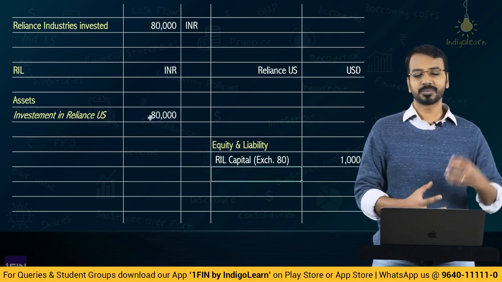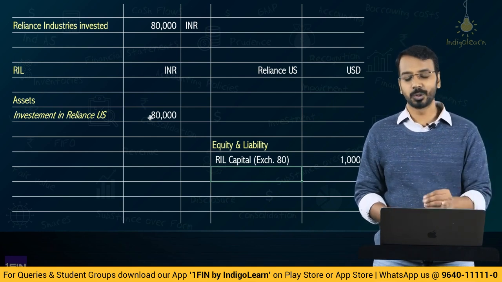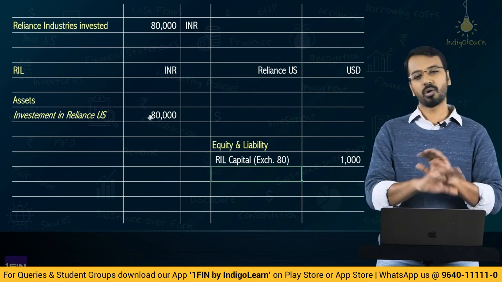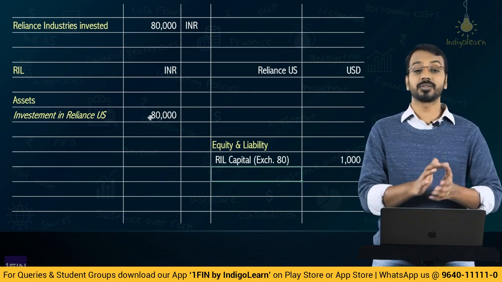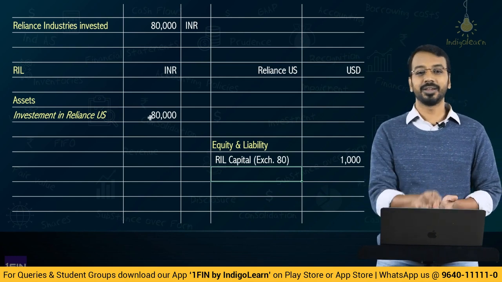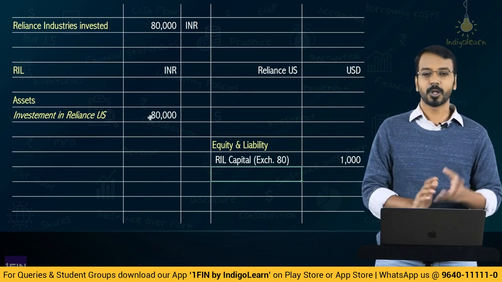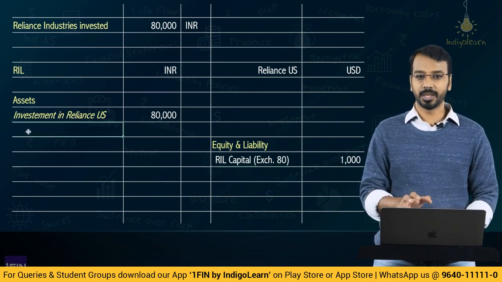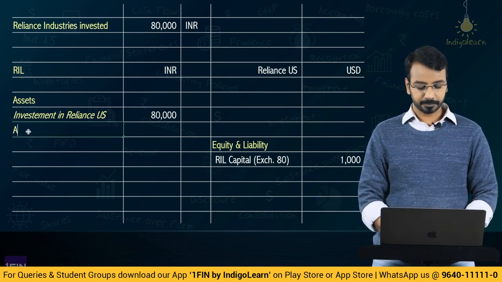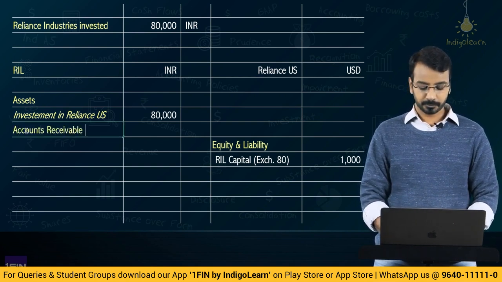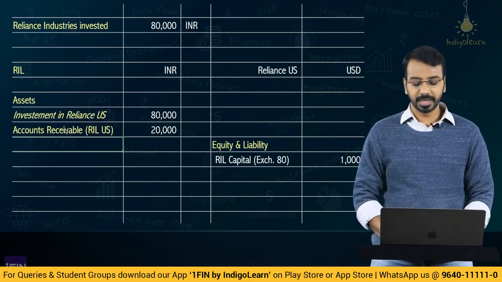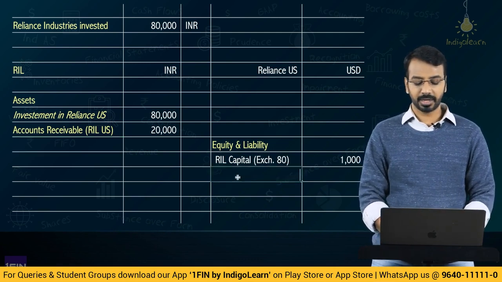Now, what also happens is Reliance Industries sells goods to the Reliance US branch. Reliance US also purchases from outside. All of the transactions happen. Now, in the course of sale and purchase, Reliance Industries gives credit to Reliance US. So, say for example, at the end of the reporting period, the amount outstanding from Reliance US is, say, 20,000. Now, at the end of the period, you will also have your accounts payable.